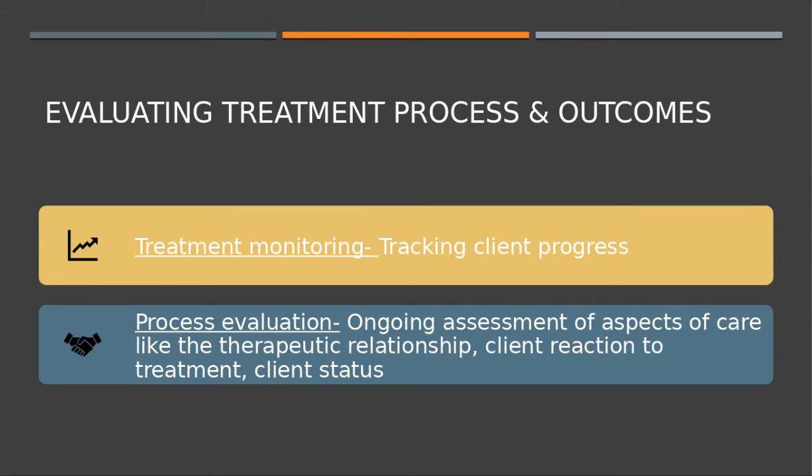status. So with treatment monitoring, you're measuring the client's progress toward changing the behavior they have identified. But with the process evaluation, you're evaluating the actual therapeutic process. How do they feel in the sessions with you? How is your therapeutic relationship? And what are their reactions to what's happening in therapy? So here you're evaluating the process as opposed to the outcome.